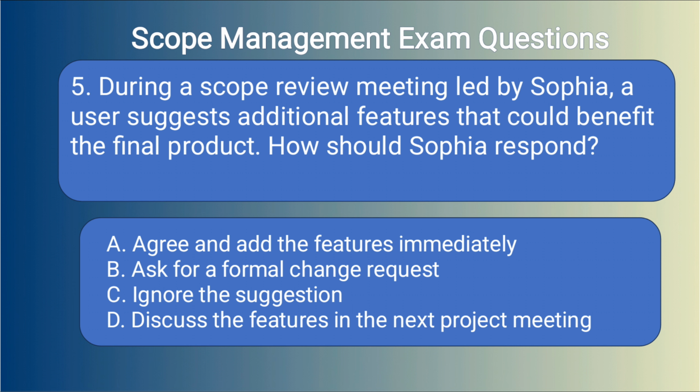5. During a scope review meeting led by Sophia, a user suggests additional features that could benefit the final product. How should Sophia respond? A. Agree and add the features immediately. B. Ask for a formal change request. C. Ignore the suggestion. D. Discuss the features in the next project meeting.